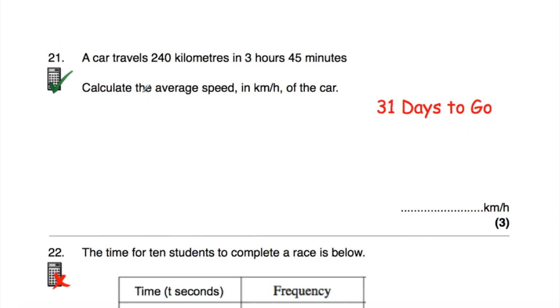So for question number 21, we've been asked to find the speed of a car. Speed is equal to distance divided by time. The distance is 240 kilometers, and the time is 3 hours and 45 minutes, and that's 3/4 of an hour, so it's 3 and 3/4 hours, so that'd be 3.75. And then if we just do this on our calculator and do 240 divided by 3.75, that's equal to 64. So 64 kilometers an hour. And if you got that, well done.